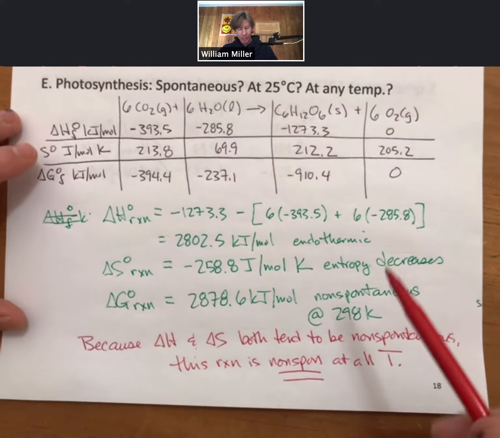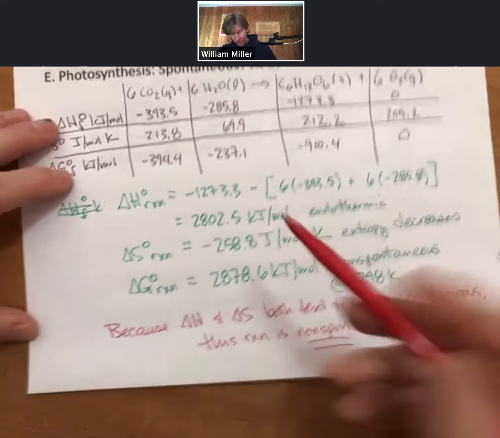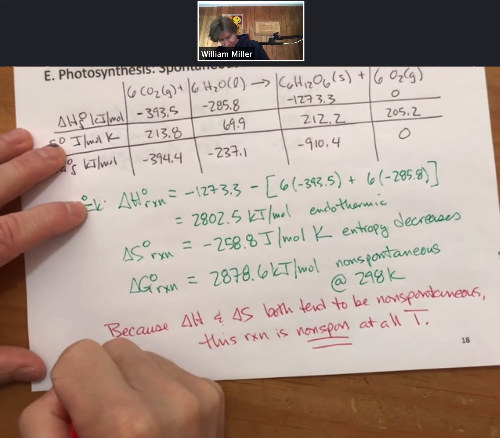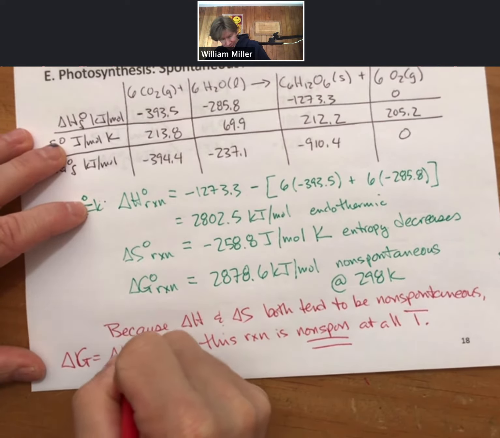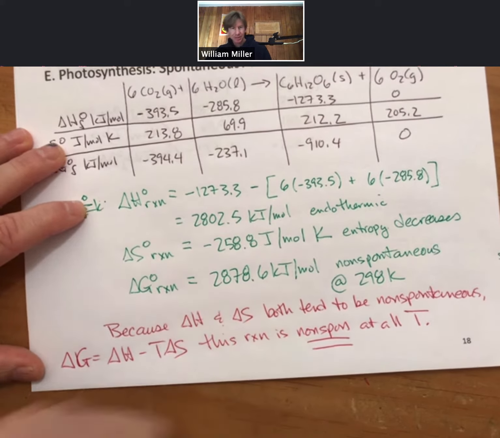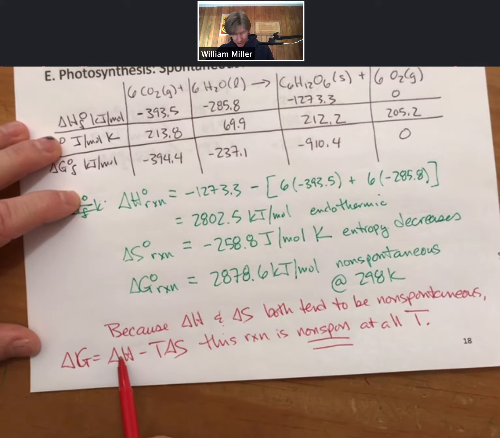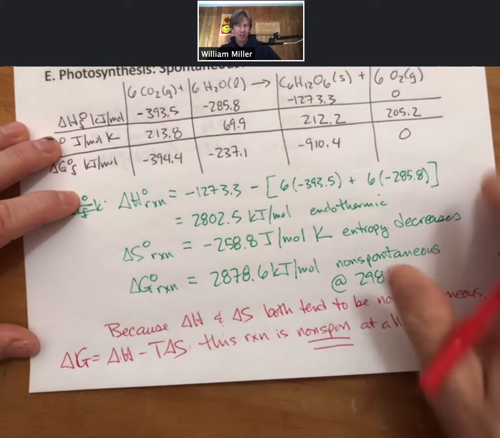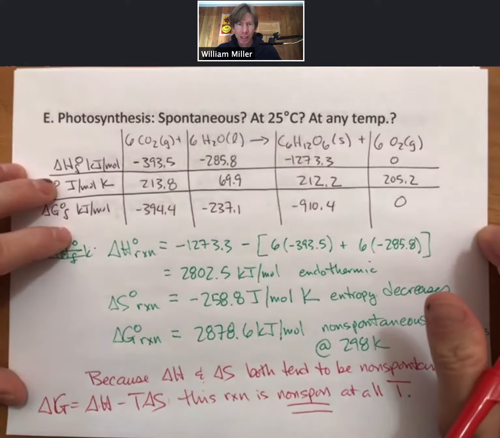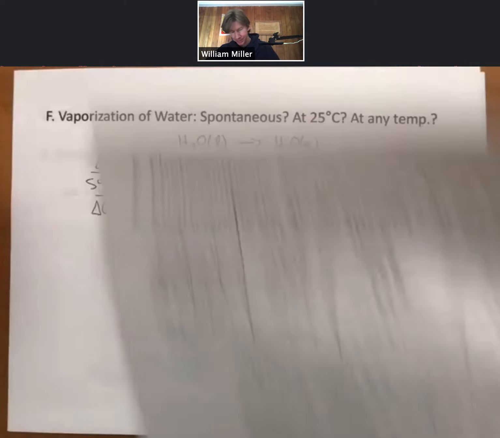And another way of looking at it is, if we look at our equation, delta G equals delta H minus T delta S. Delta H is positive. Delta S is negative. Temperature is always positive, so this term will always be positive as well. Delta G will always be positive.